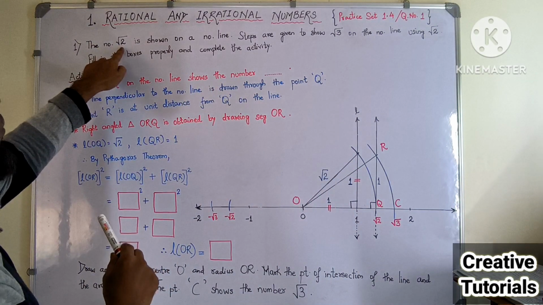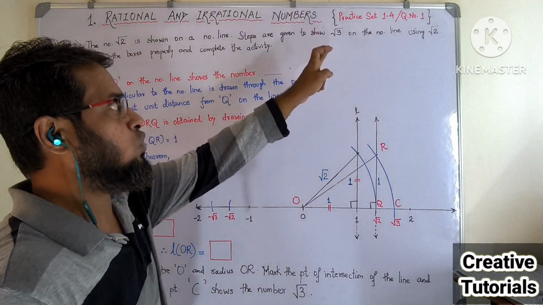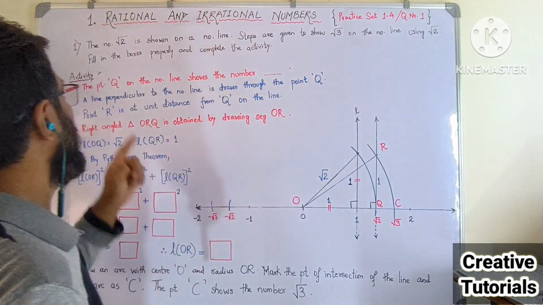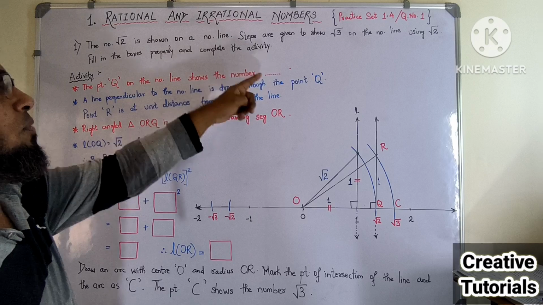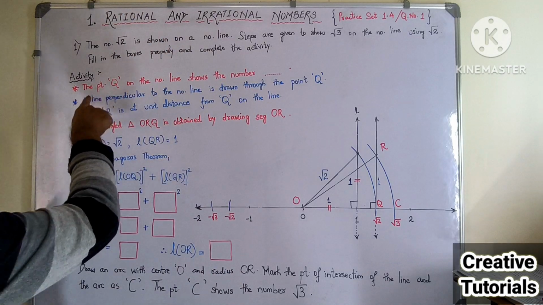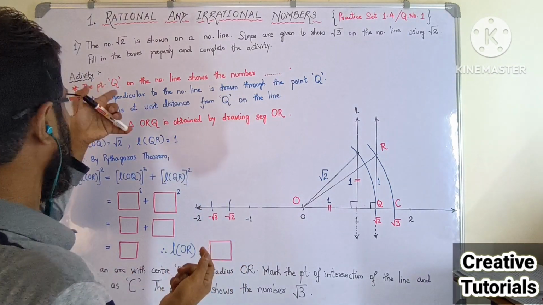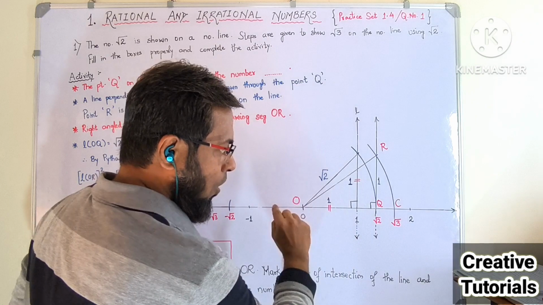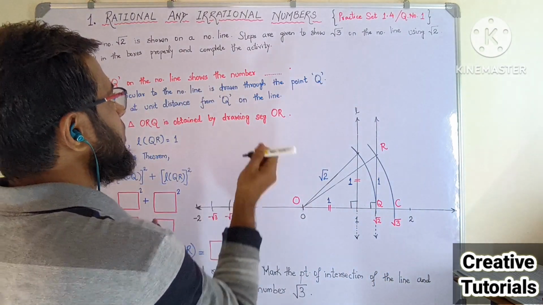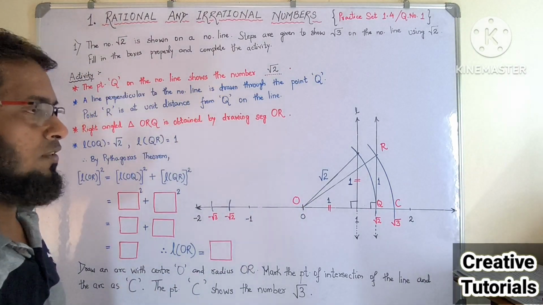The number root 2 is shown on our number line. Steps are given to show root 3 on the number line using root 2. Fill in the boxes properly and complete the activity. So first point: the point Q on the number line shows the number. So where is point Q? Point Q is here on the number line. It shows which number? Root 2. So our answer will come here as root 2.